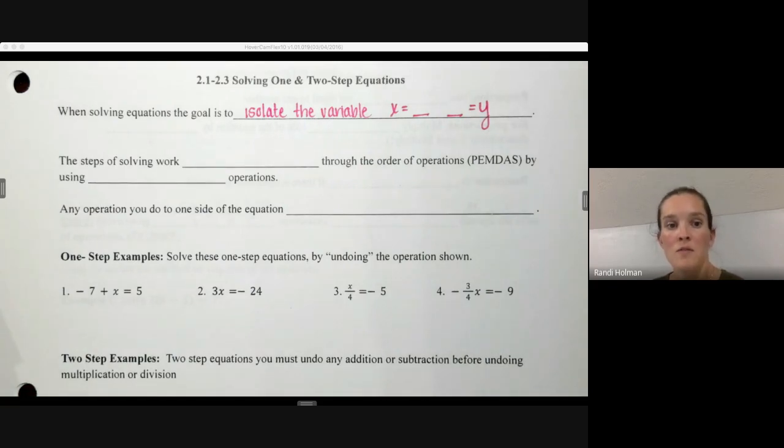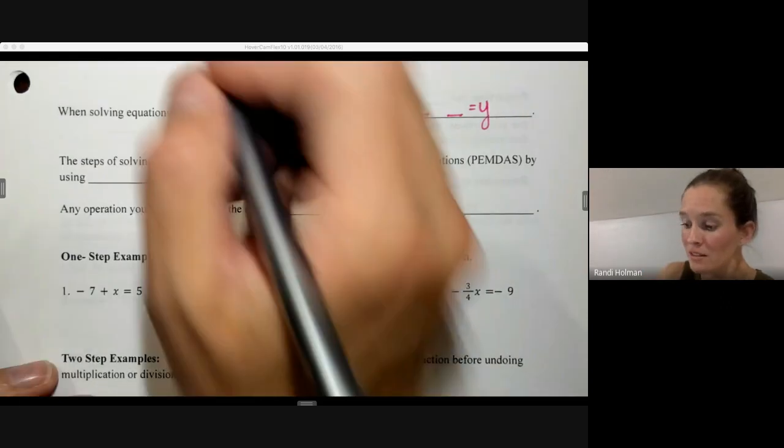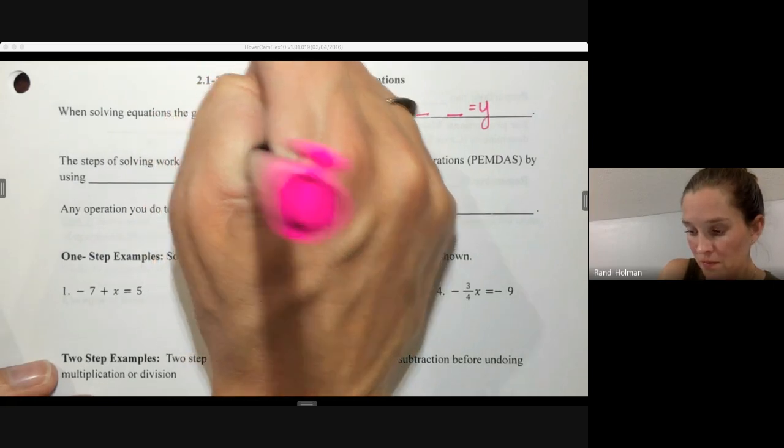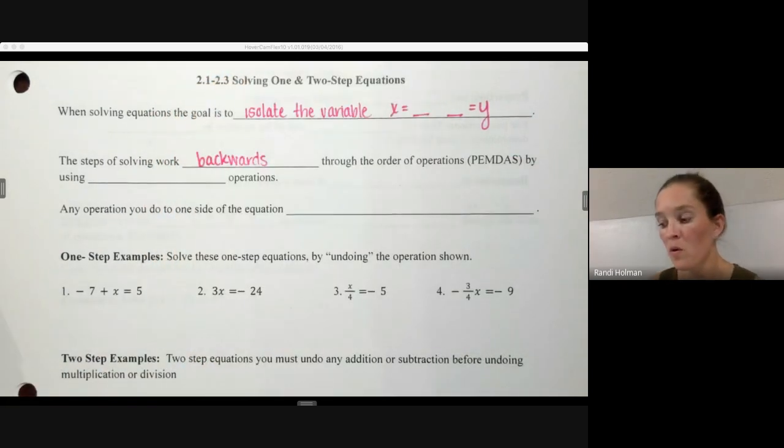That variable is by itself on one side of the equation. The steps of solving, we are going to work backwards through the order of operations. So if you use the mnemonic PEMDAS, we're really thinking SADMEP. Remember, our operations go from most to least powerful when we're doing them. When we're undoing them, we're undoing from least to most powerful.